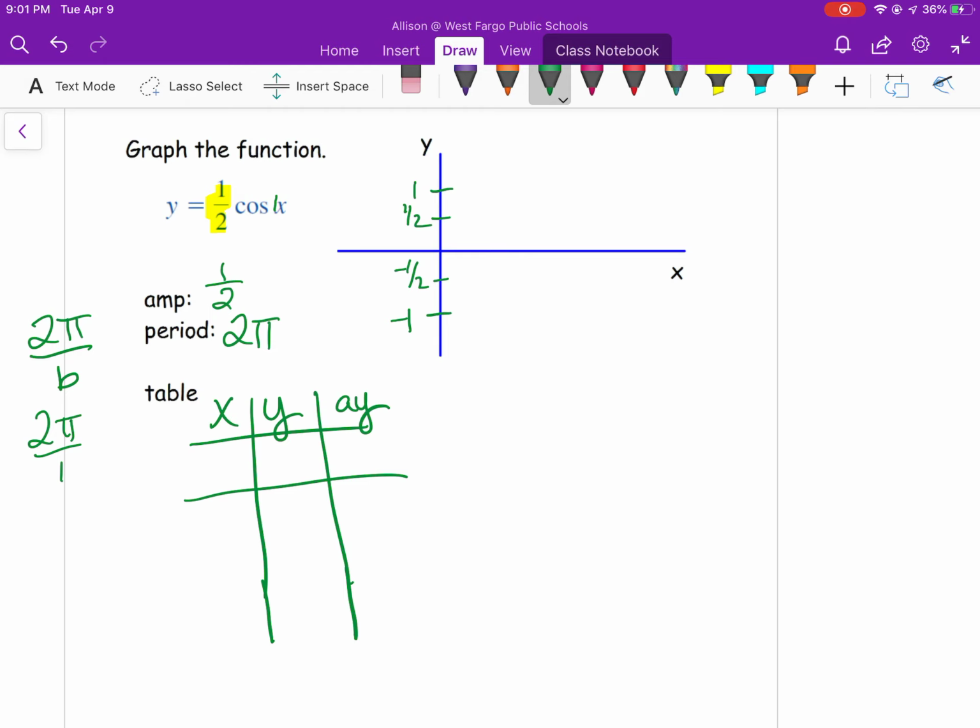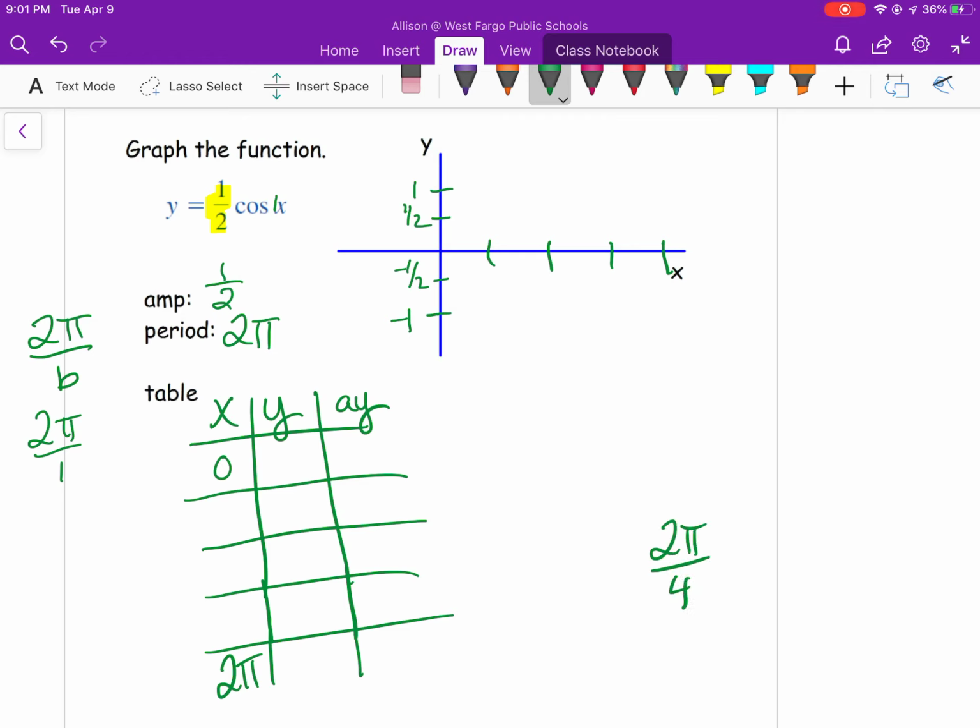So my table of values always starts with 0, and then I have 4 equal sections, and this one ends with 2 pi because that's my period. So if I want to figure out what goes in this first section, take that 2 pi and multiply it by 1/4 or divide it by 4. That gives me 2 pi over 4, which reduces to just pi over 2. That tells me what I'm counting by. So I'm counting by pi over 2.